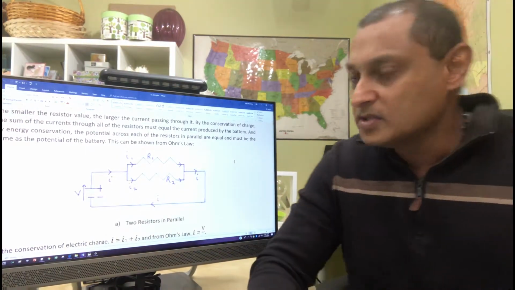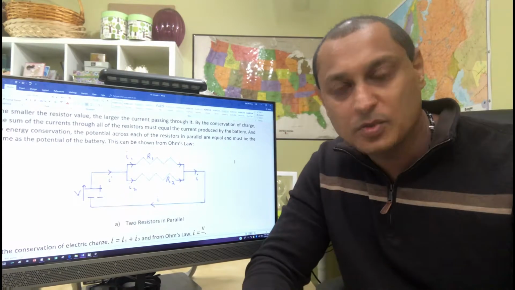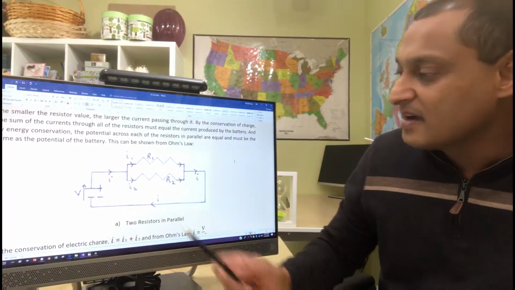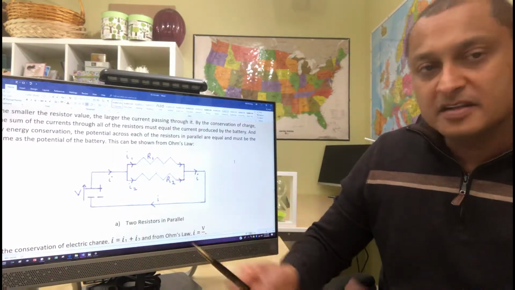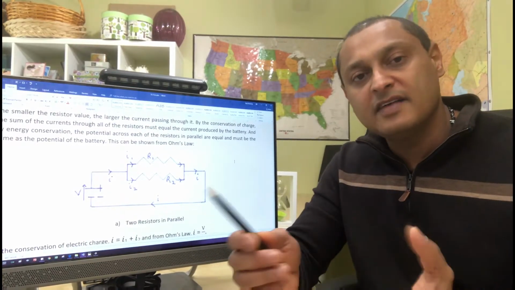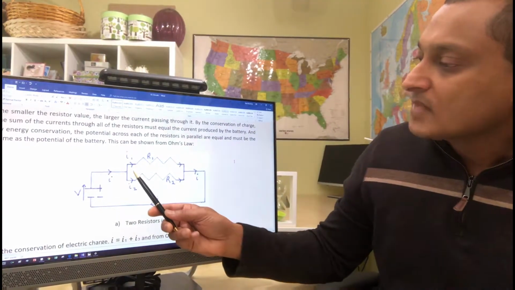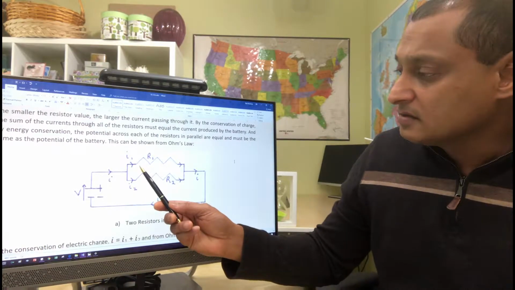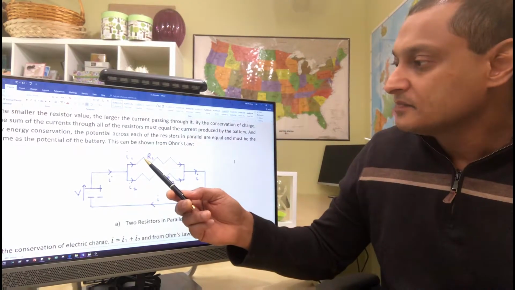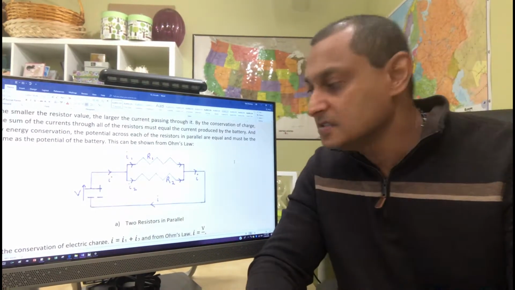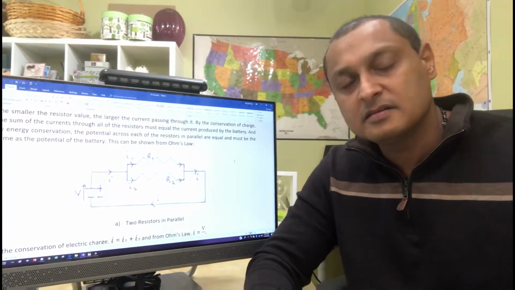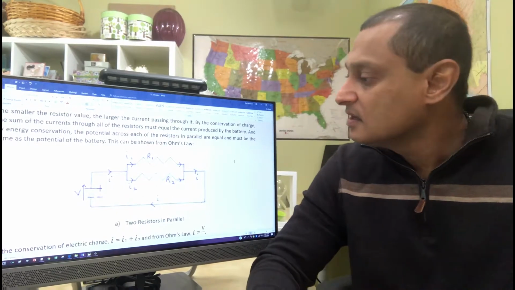But current will choose the path of least resistance. So if you've got two resistors wired in parallel, the current will split, I shouldn't say equally, they'll split depending on the value of the resistances. So the larger quantity of current will choose to go through the lower value of resistance, and the smaller current will go through the higher resistance of the resistor. That's because, again, the current will choose the path of least resistance.